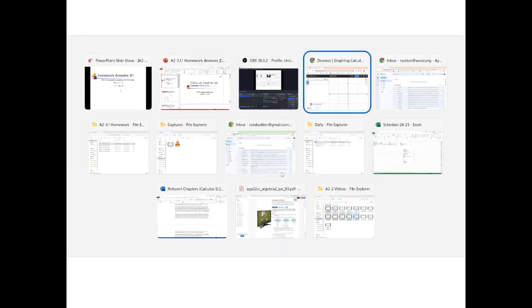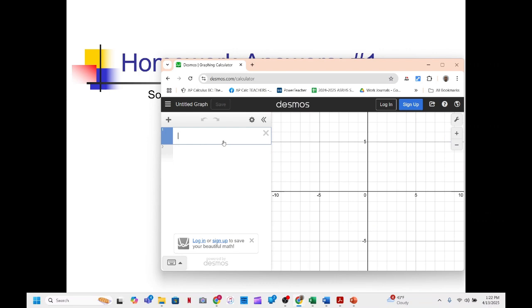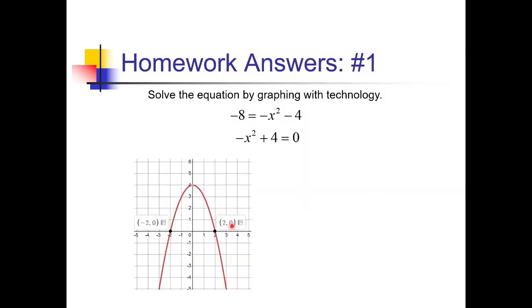So here is Desmos. We had negative x squared plus 4. And I see here that at negative 2 and positive 2, that's where we are crossing the x-axis. So here's the graph of what I just did. So negative 2 and positive 2 are going to be our answers for this one.